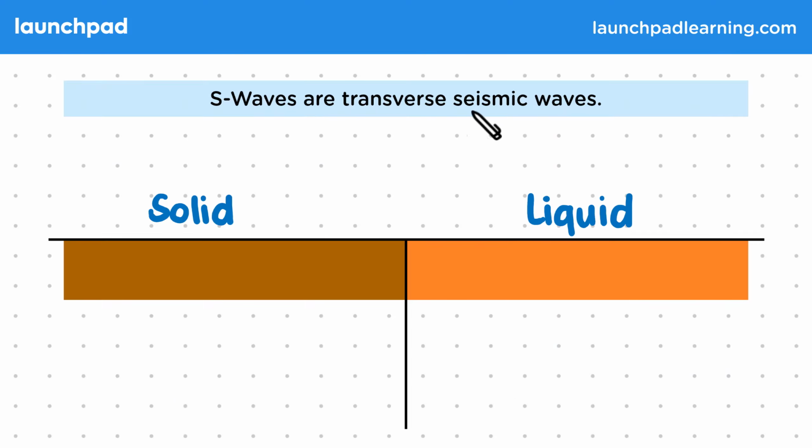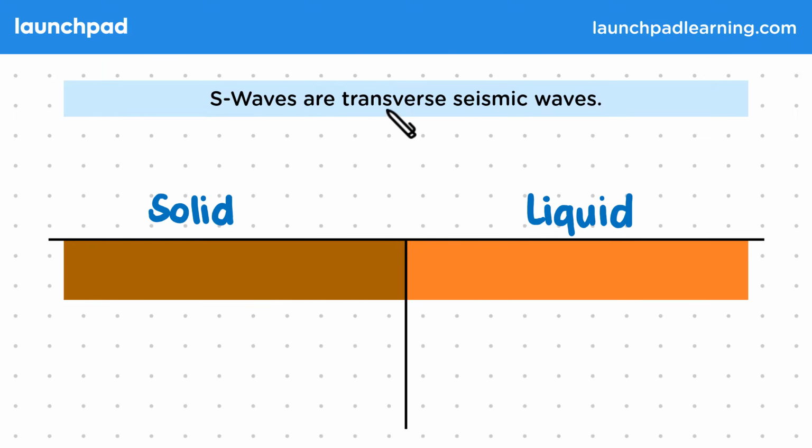S waves are transverse seismic waves. Here the S stands for secondary, as these waves normally reach us sometime after the primary waves. It's important to note that most earthquakes will be producing P waves and S waves at the same time. The primary waves just travel faster and reach us first.